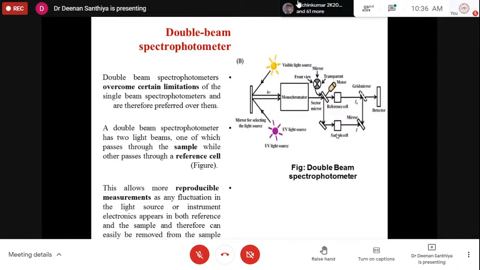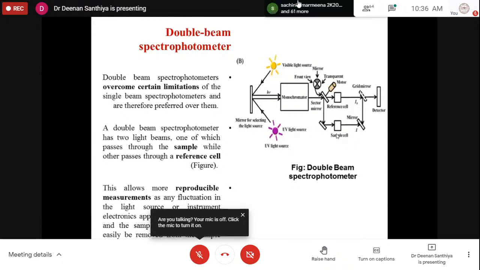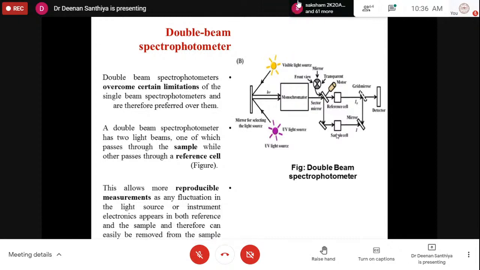Now you understood what is single beam and double beam. Madam, why do we replace the reference and the sample, as you said? I explained this: suppose you are having a solution. Okay, let me allow him.